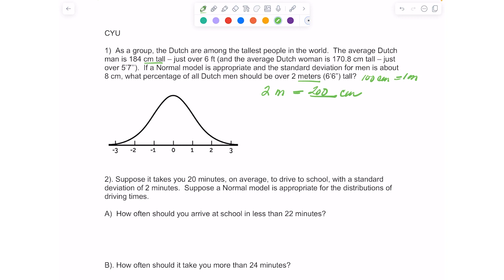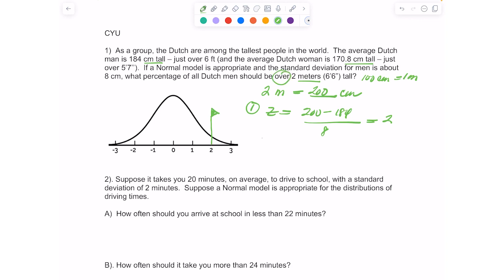So I'm going to take my 200, and I'm going to find the z-score, because I want to see where this falls on the normal model. Where would a Dutch man that's 2 meters tall fall? So now I'm going to divide. I would end up with 16 divided by 8, which is 2. So I know that a Dutch man that's 6 foot 6 or 2 meters tall is actually 2 standard deviations above the mean.